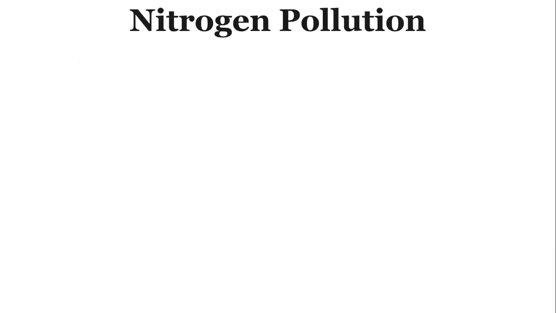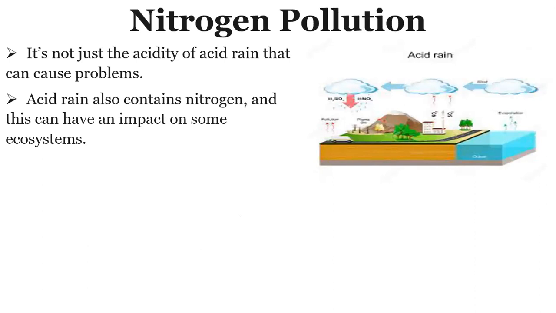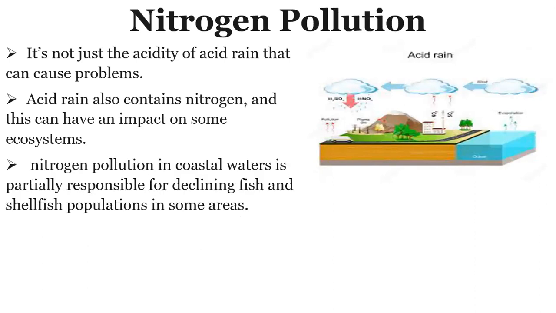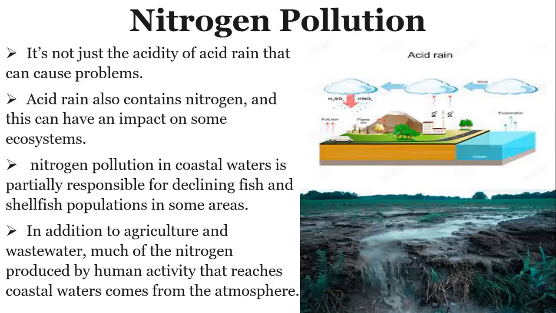Then we also have nitrogen pollution, which we need to understand. It is not just the acidity of acid rain that can cause problems. Acid rain also contains nitrogen, and this can have an impact on some ecosystems. For example, nitrogen pollution in our coastal waters is partially responsible for declining fish and shellfish populations in some areas. In addition to agriculture and wastewater, much of the nitrogen produced by human activity that reaches coastal waters comes from the atmosphere.